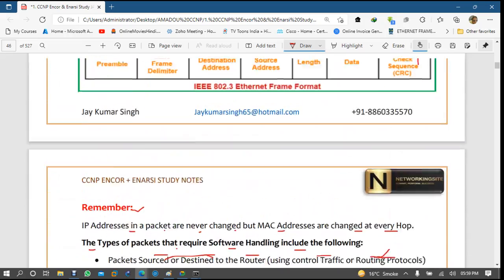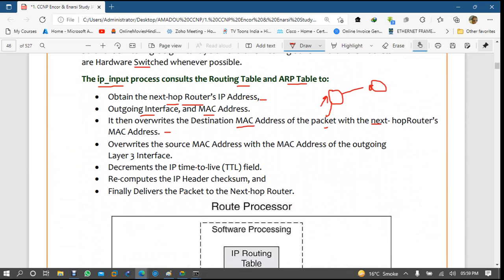Now it will overwrite the source MAC address with the MAC address of the outgoing interface. Of course, we have seen. It will decrement the TTL value, and it will recompute the IP header checksum. It will check every time whether the IP header checksum has some error or not, and then it will finally deliver the packet to the next hop router.